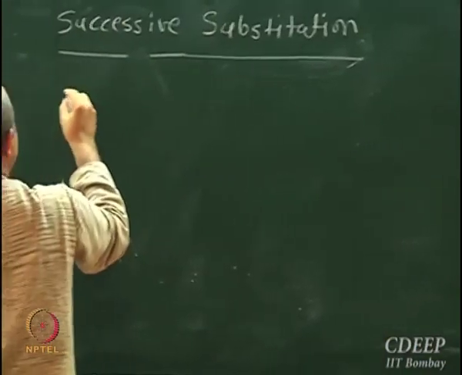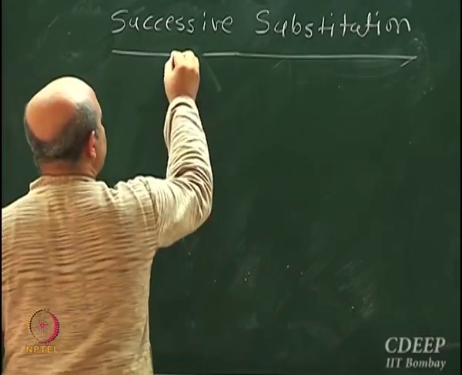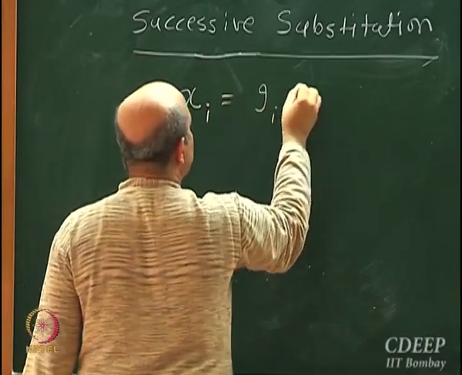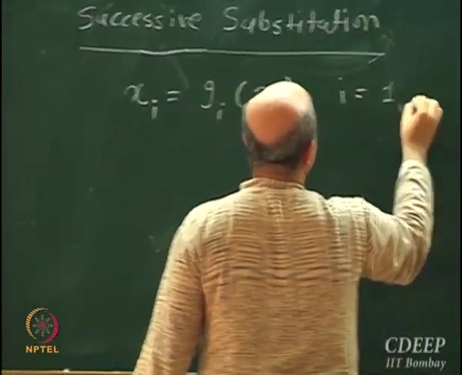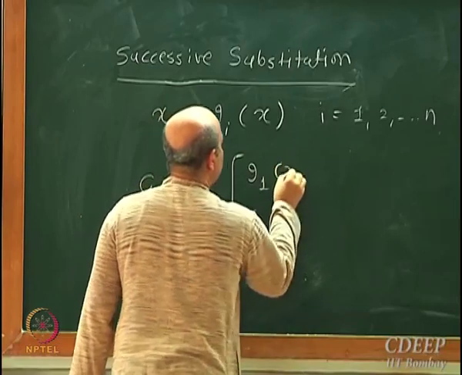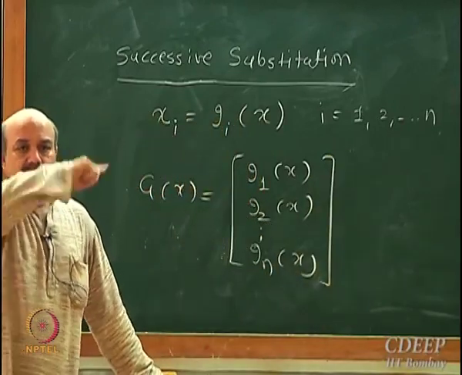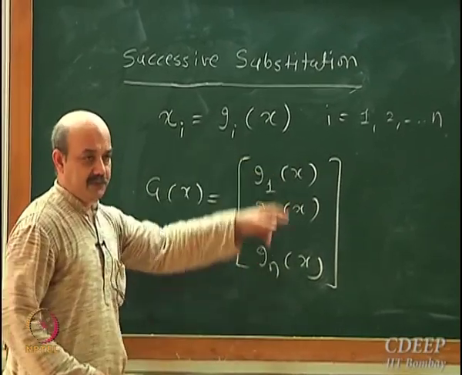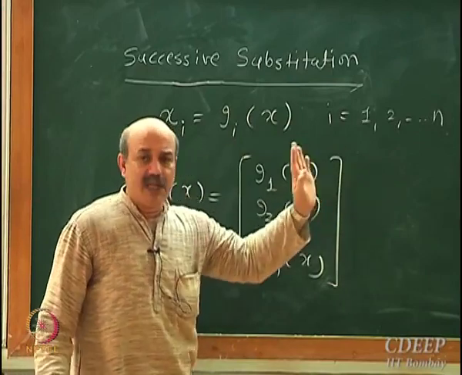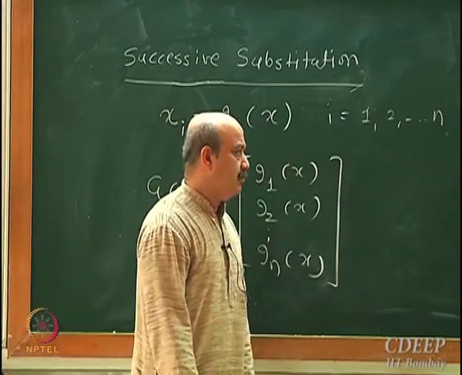So I go back to my original form. Instead of writing the equation that I want to solve, I am going to rearrange it into this form: xi is equal to gi(x) for i equal to 1, 2, up to n, where G(x) is nothing but g1(x), g2(x), and so on. This small g is nothing but one element in the function vector. I am looking at it element by element. Converting into this form is not difficult. I can pre-multiply both sides by A inverse, so it will be x is equal to, removing the A matrix is not a big deal.